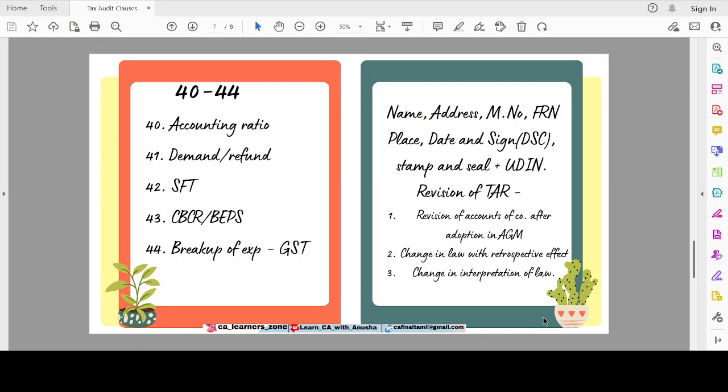Okay? Now, the last part of the deal. Revision of tax audit report, in which cases is it applicable? Revision of accounts of the company after adoption in AGM. Change in law with retrospective effect and change in interpretation of law. In only these cases, revision of tax audit report is permissible.